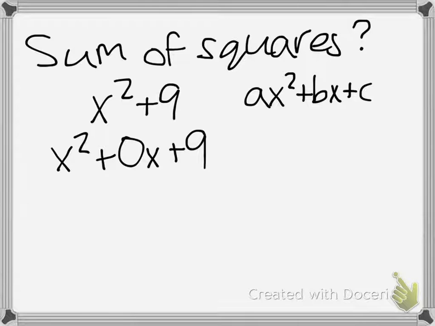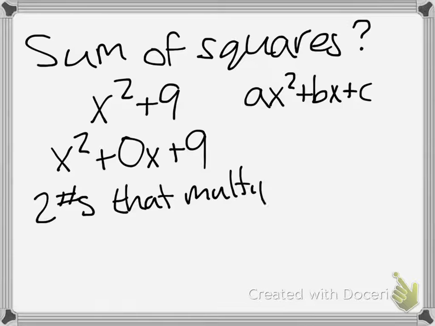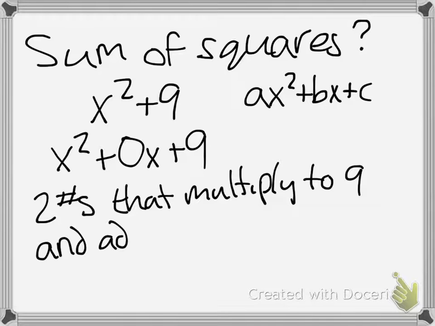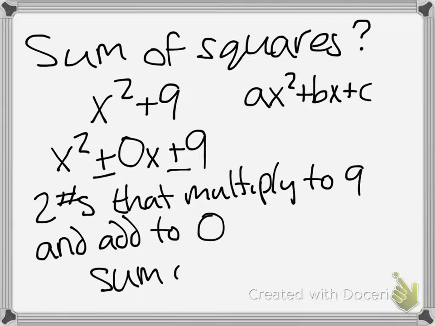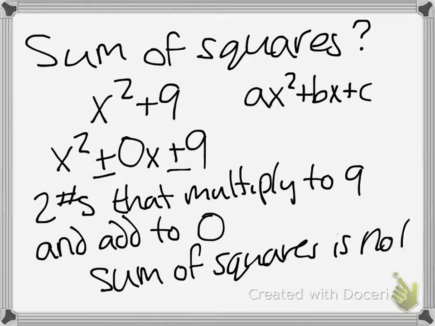My factoring techniques say I now want two numbers that multiply to 9 and add to 0. Should not be hard to determine that no such numbers exist, especially since they both have to be positive. Two positive numbers that multiply to 9 and add up to 0? No. In general, sum of squares is not factorable.